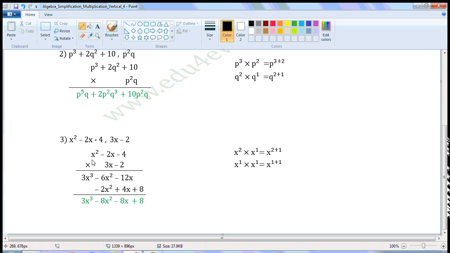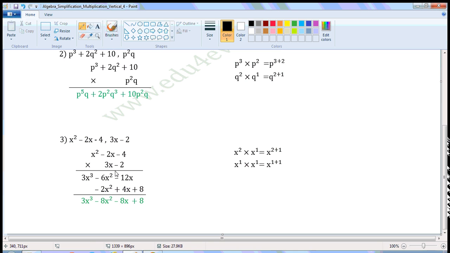Now we have to multiply x square with minus 2. Minus 2 into plus x square is minus 2x square. So write it below, minus 6x square. Minus 2 into minus 2x. Minus into minus is plus. 2 into 2x is 4x. So write it below, minus 12x.